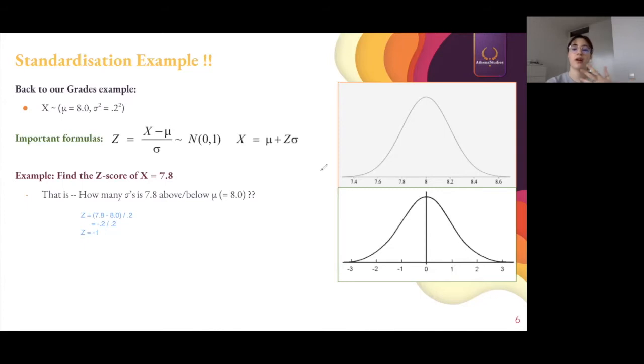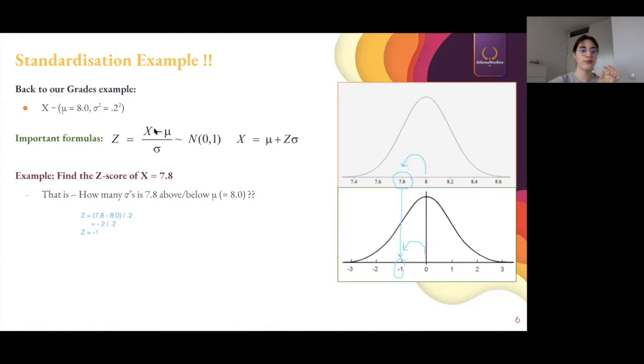And if you want a visual of how that looks when we translate it, we started out with this 7.8, and when we standardized it, it became a negative 1. So as you can see, 7.8 lies one standard deviation below the mean, which is exactly what this standardized normal distribution is showing us. It's showing us negative 1, meaning that this x value lies negative 1 standard deviations away from the mean. So this is exactly how they translate to each other.